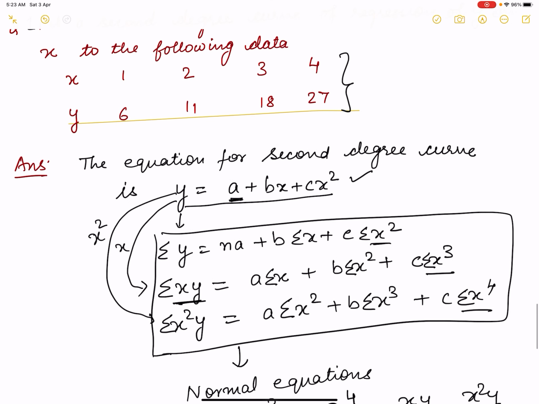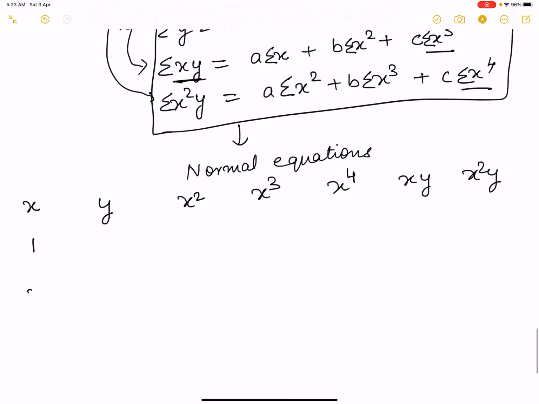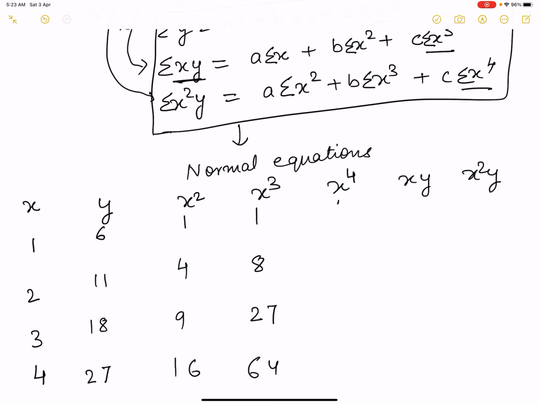For x it is 1, 2, 3 and 4. The corresponding values of y are, and let us do all the calculation now. Similarly x4, similarly xy, and now x square y.